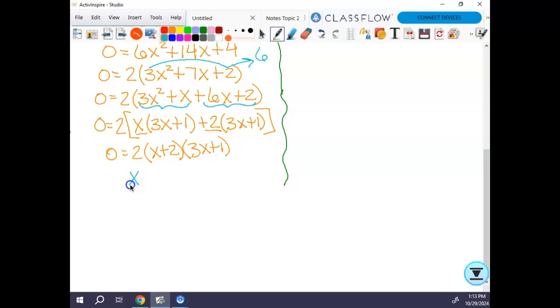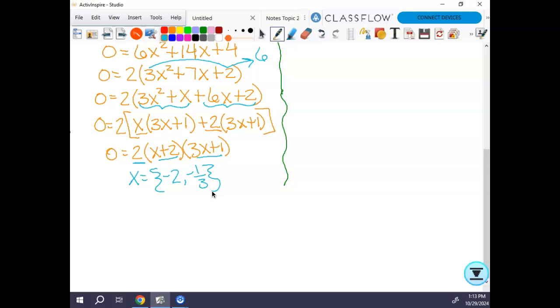And then x equals, now this guy does not have an x on him. If he did, then that would give me a 0 of 0, right? But he doesn't, so again, he's just there hanging on for the ride. I only have 2 x's, so I only have 2 zeros, and that would be -2 and -1/3.